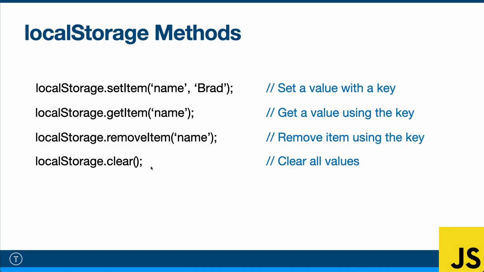So on local storage, we have a couple really helpful methods. One is set item, which takes in the key that you want to use. In this case, I'm saying I want to save something with a key of name, and the value, which I'm putting in a string of Brad. Okay, now then to get that data, we can use get item and just pass in the key. If we want to remove that item from local storage, we call remove item and pass in the key. And then there's also a clear method that we can use to clear all values.